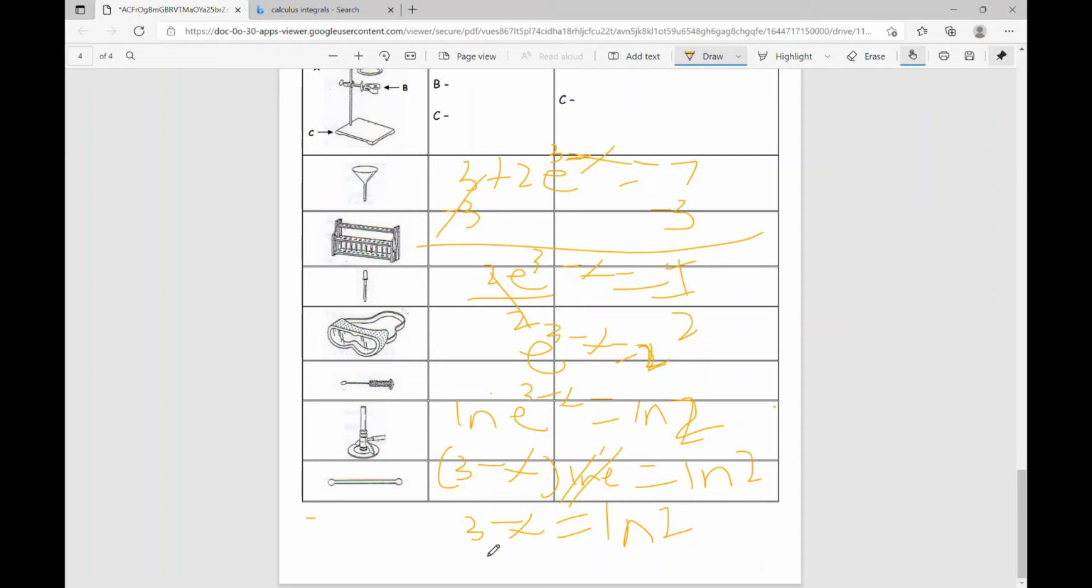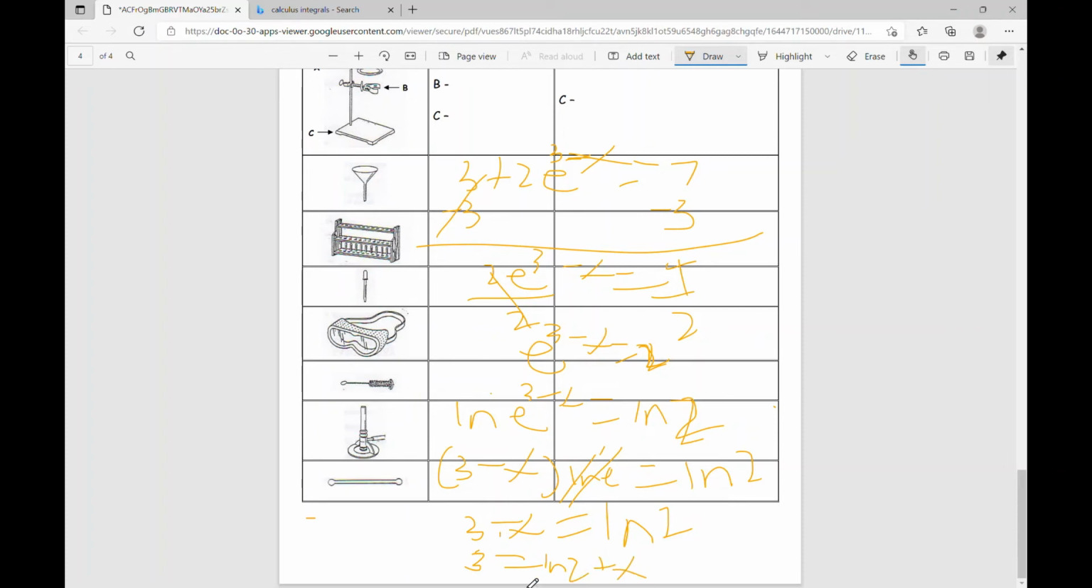Now what I'm going to do is move the negative x to the other side, and the reason is it's going to be easier because it's easier to deal with positive x's than negative x's. It's easier to deal with positive numbers. So I'm going to move this to the other side. So it's going to be 3 equals ln 2 plus x because I moved it.